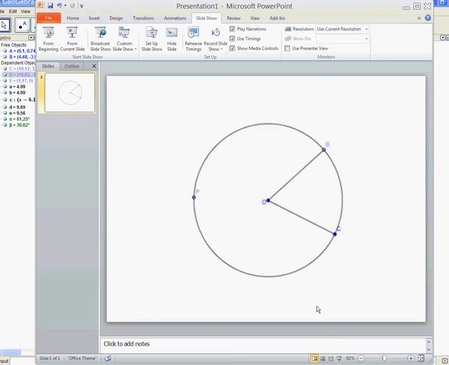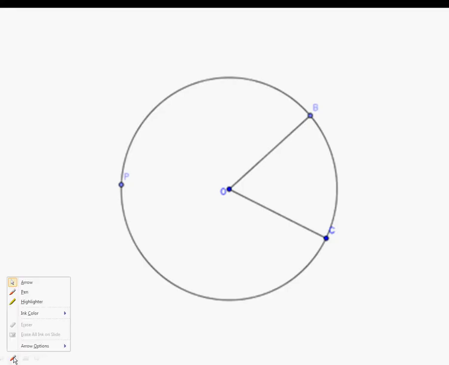So I've got this on PowerPoint. The reason I'm going to do that is because I'm going to be able to write on it. So let me change my ink color maybe to blue or something. Okay, and so what we're going to do is, again, I'm going to make that inscribed angle again.